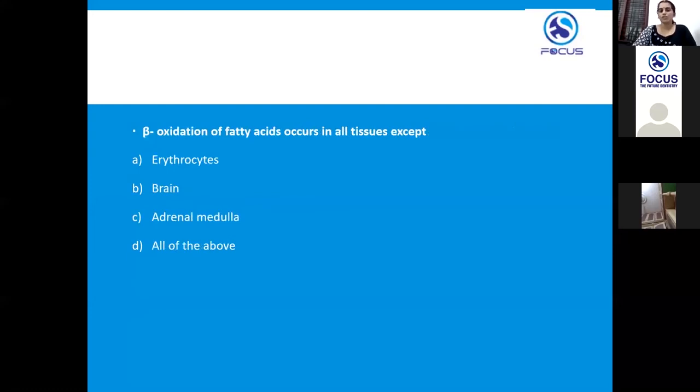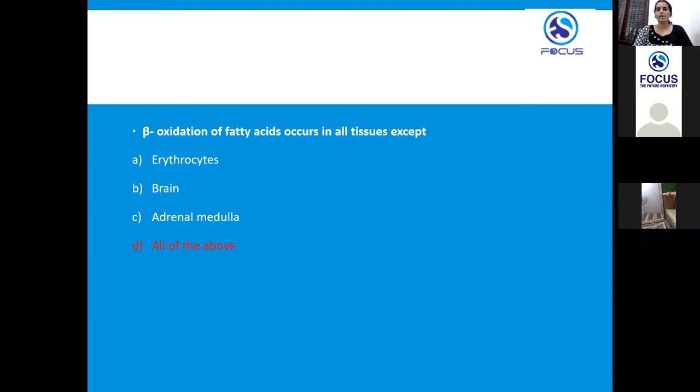Beta oxidation of fatty acid occurs in all the tissues except: here, the answer is all of the above. That is because beta oxidation proper occurs in mitochondria. Erythrocytes lack mitochondria, so beta oxidation of fatty acid is not possible. Brain: why can't the brain utilize fatty acid? Because free fatty acids cannot cross the blood-brain barrier. And another thing is, even the few fatty acids that enter undergo alpha oxidation rather than beta oxidation. So beta oxidation of fatty acids cannot occur in the brain.